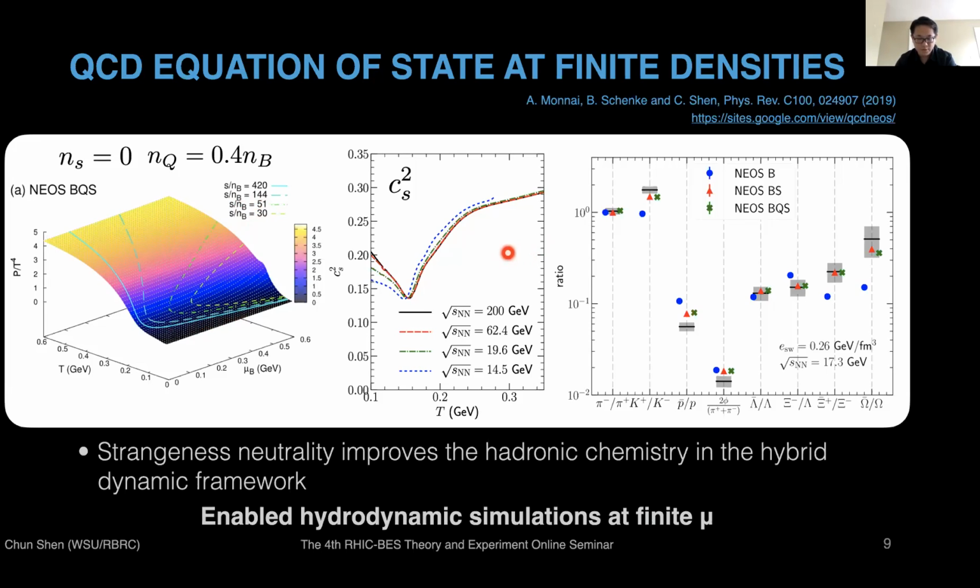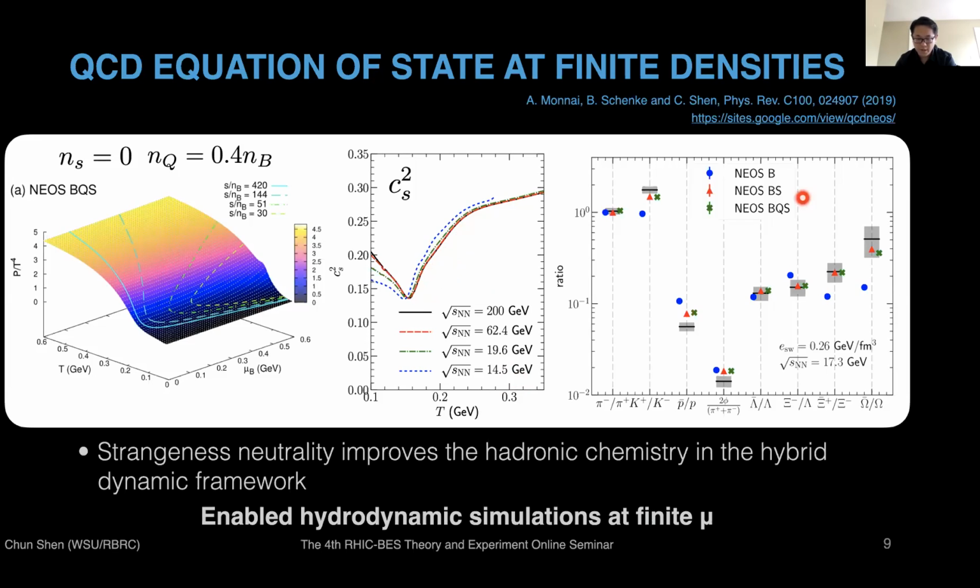In the middle plot, I show the square of the speed of sound for these energies. As you can see, the speed of sound as a function of temperature at different collision energies along these trajectories is not so different from each other as you go to large chemical potentials. There is only a few percent change as you go down to, say, 14.5 GeV. The speed of sound is only slightly higher than the one at μB equals 0, around 200 GeV. What this means is that the acceleration of the flow velocity due to the pressure gradient is expected to be more or less similar, or slightly faster, at finite chemical potential compared to 200 GeV.